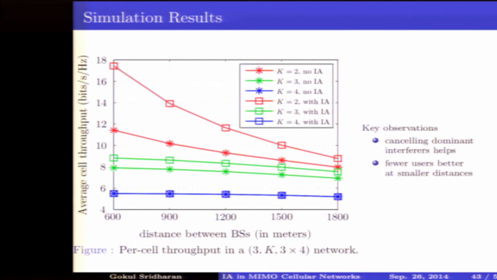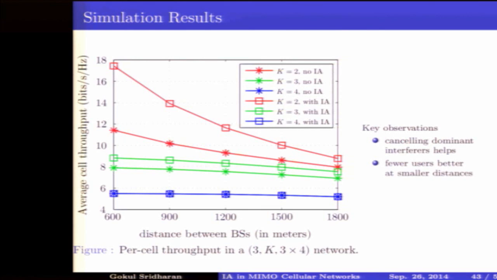So you see that it's only when you do things right that the rates you can achieve keep growing. And there is still some gain to be seen if you did not adhere to this particular rule. In this case, we have violated it and scheduled 3 users here. We see some gain by cancelling interference from the dominant interferer, but not as much as we saw before.